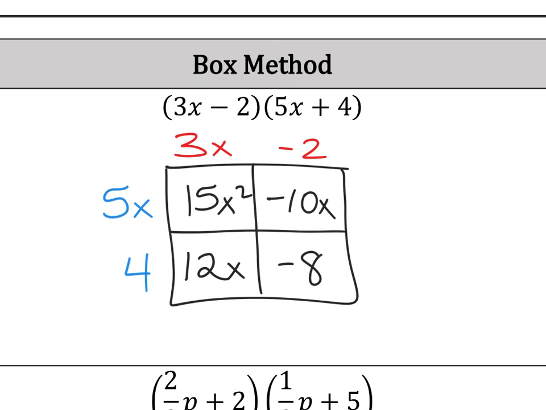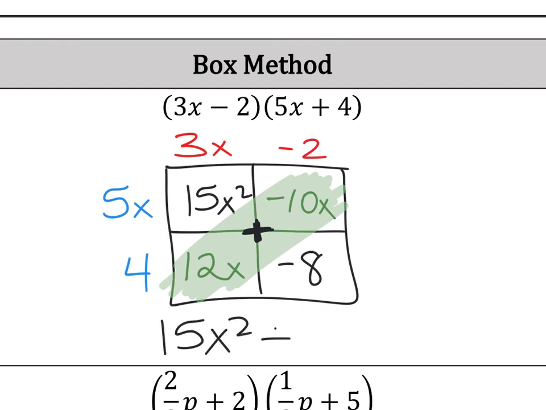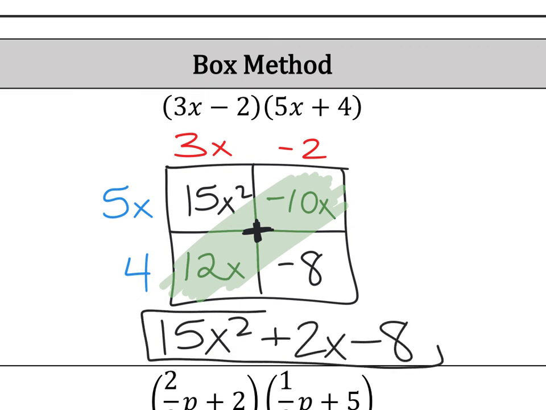What do you notice about this part of my box? They're the same. What do you mean by they're the same? They're the same variable. They are like terms. What do we do with like terms? We add them. What's 12 plus negative 10? 2. So my final answer would be the 15x squared I get from the top, that 2x you just told me, and the negative 8 from the bottom box.